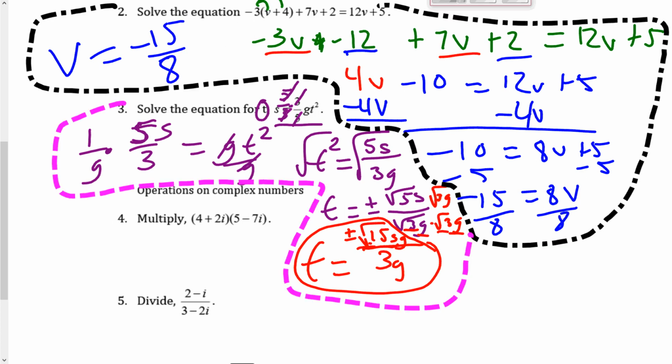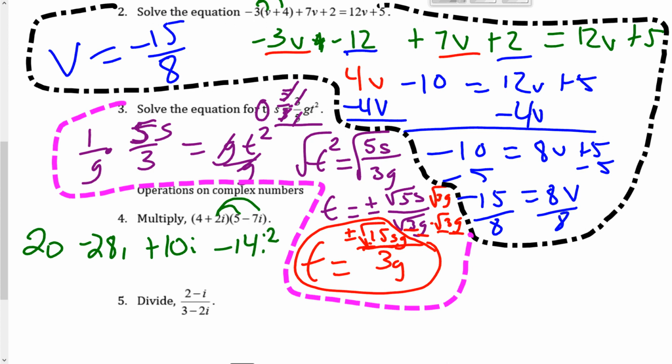Operations of complex numbers. Operations: add, subtract, multiply, divide. So here we're going to multiply. Make sure you pay attention to what's happening in between. If there is nothing, no adding or subtracting, we just FOIL. 4 times 5 is 20. 4 times negative 7i is negative 28i. 2i times 5i, that is a positive 10i squared. And 2i times negative 7i is a negative 14i squared.